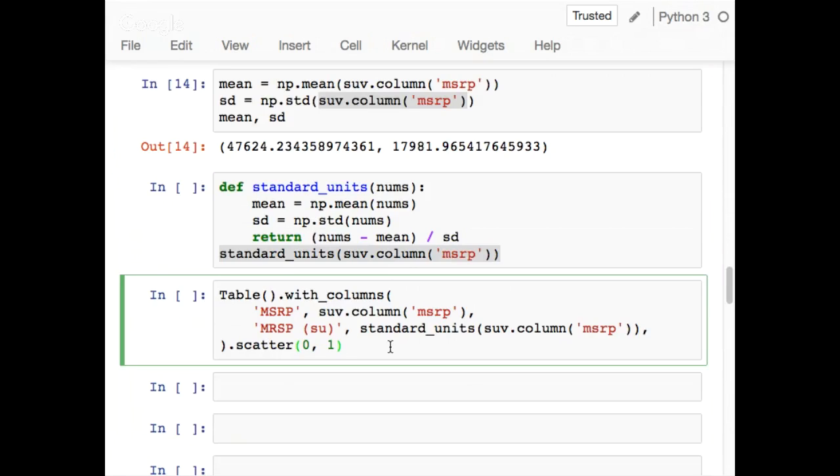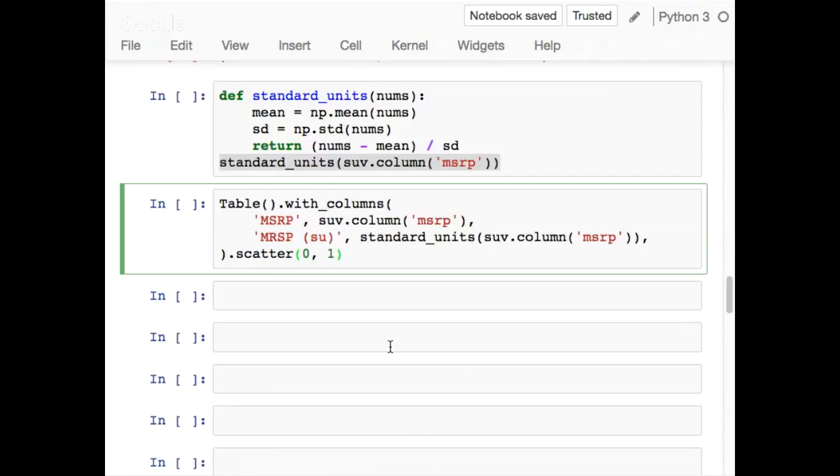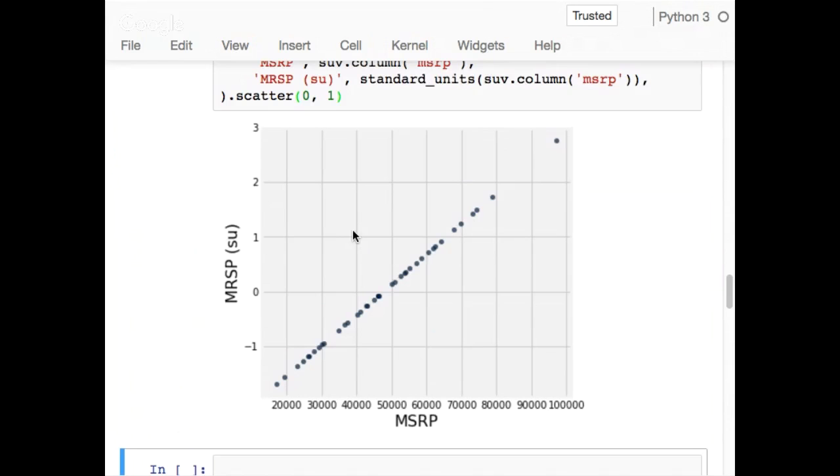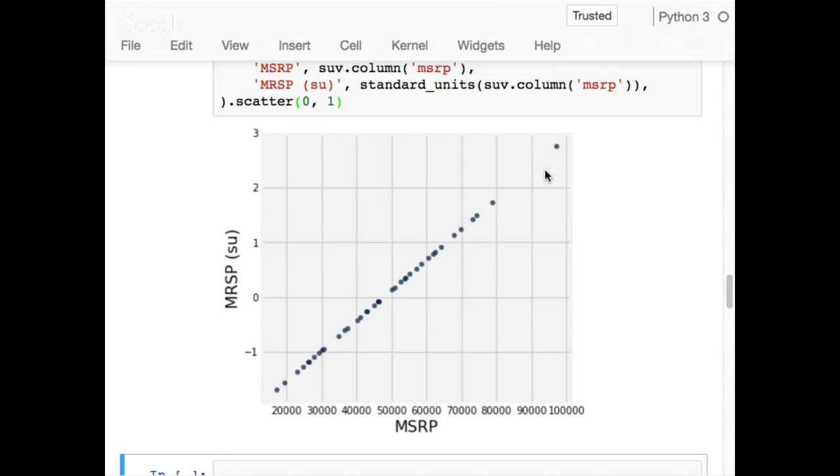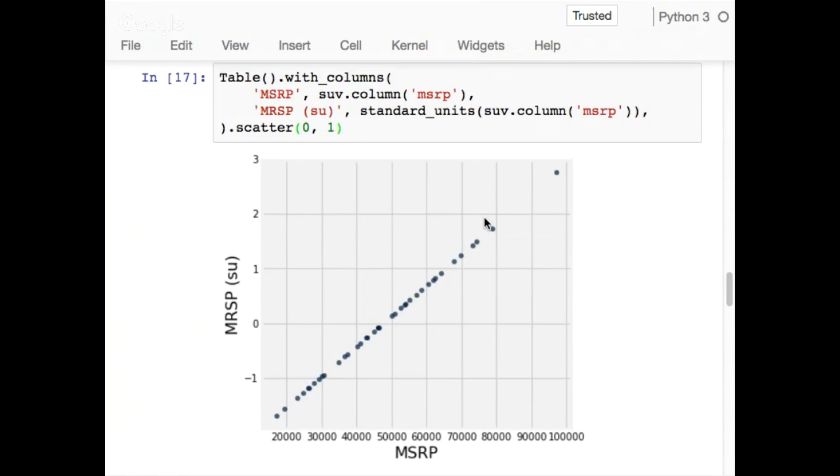It's a standard formula as well. All right, so let's see what happens. Run that, and bam. We see that it's linear. Why is it linear? It's linear because it's normal. Why do you say that?